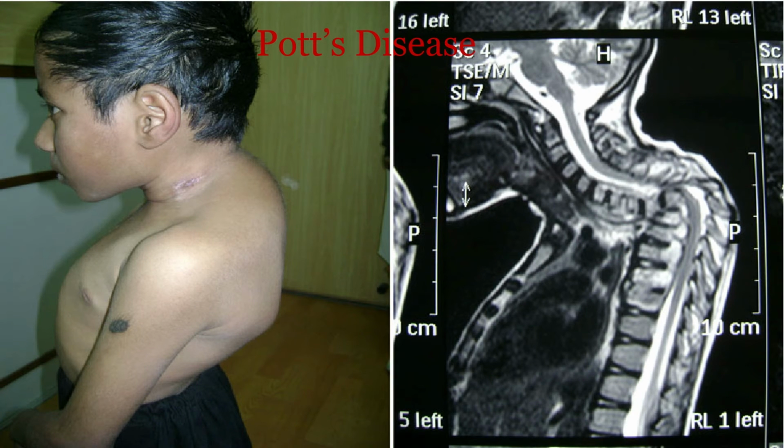Pott's disease is rare, but not uncommon in third world countries. This is a TB infection of the spine and can happen in children or adults.